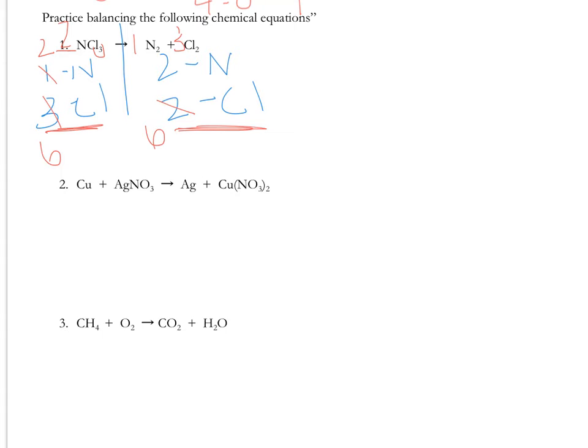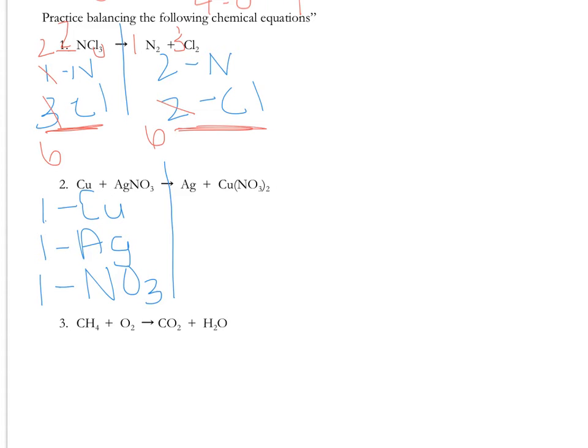Okay, let's take a look at another example. So once again, I'm separating the left and the right-hand side. As written, I have 1 copper, I have 1 silver, and NO3, I have 1 of them. Okay, this is a polyatomic ion. I have one NO3. There's no need to break it up into N and into O.